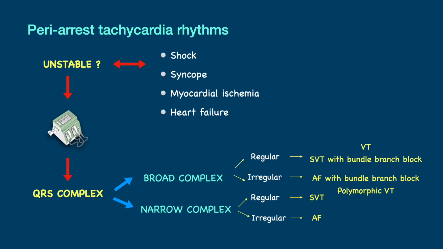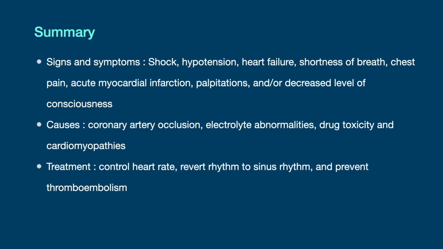Treatment following this is given according to whether the QRS complex is narrow or broad and whether the rhythm is regular or irregular. In summary, tachyarrhythmias are defined as abnormal heart rhythms with a ventricular rate of 100 or more beats per minute and are frequently symptomatic. These rhythm abnormalities can be broadly classified into ventricular and supraventricular tachyarrhythmias.